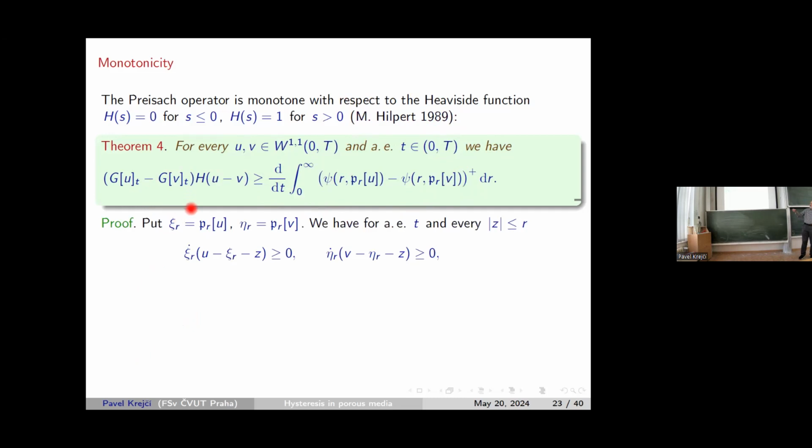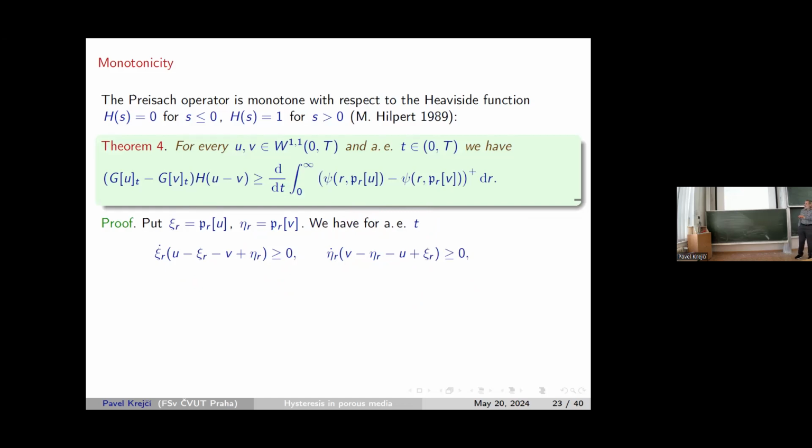So we take two inputs U and V, and the play operators ξ_r, η_r, which are solution operators of the relational inequalities. Now, we can choose, in the first inequality, Z equal to V minus η. Here we choose U minus ξ. That is still true, right?